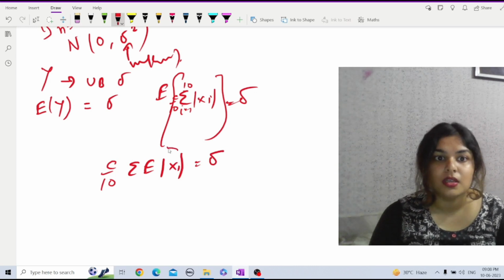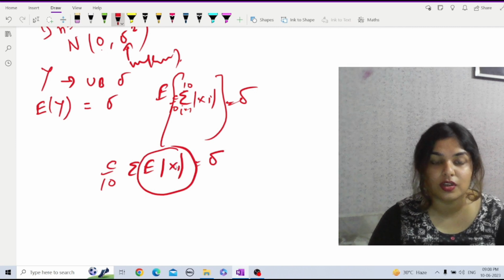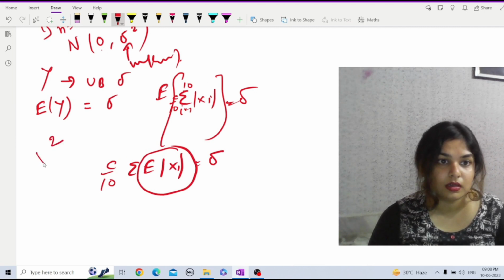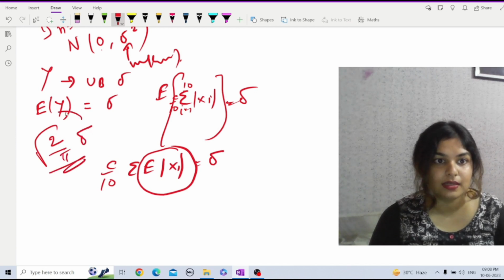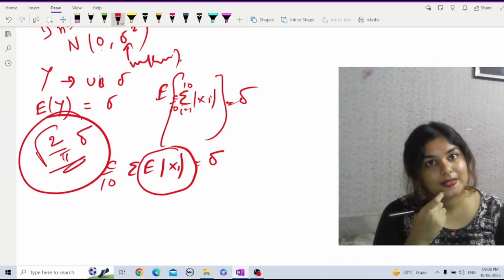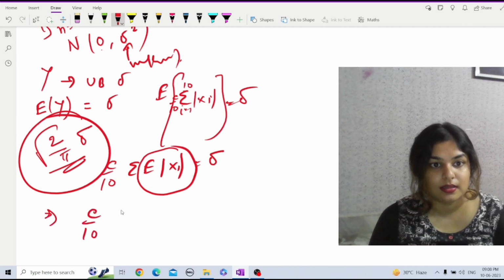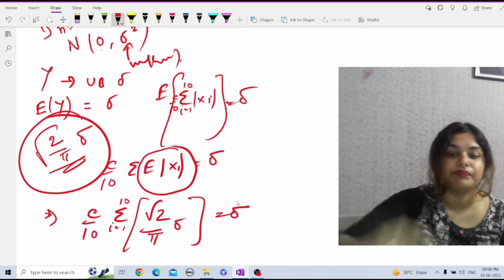This is the meaning. So now here x follows normal distribution with 0 and sigma square. So here we are going to use the PDF. Now what is the PDF here? The expectation of mod x is root over 2 by pi times sigma, right? That is our result for this type of distribution. So we are going to use that. So here we have c by 10, summation i equals 1 to 10 of root over 2 by pi sigma. This is equal to sigma.